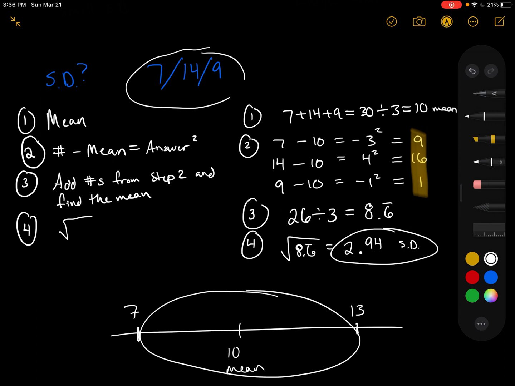Okay, so that is calculating standard deviation. Try these last few examples.